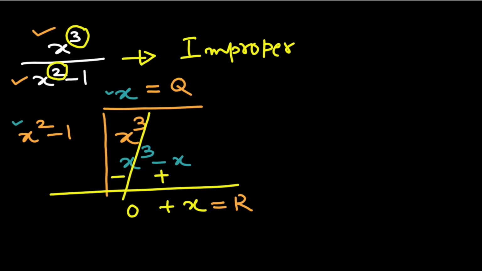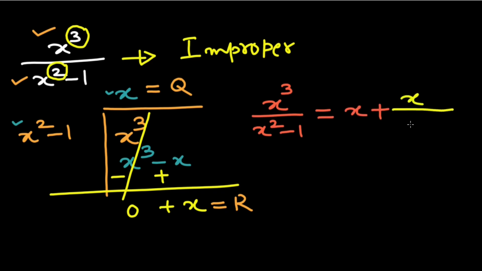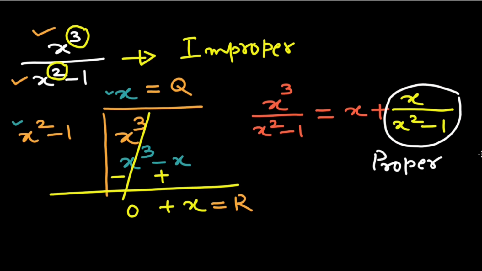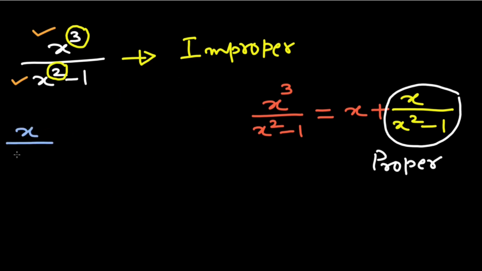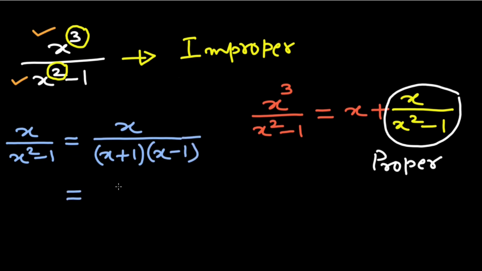Therefore, we can write this improper fraction as x plus remainder x upon the divisor x square minus 1. This is a proper fraction which we can easily resolve into partial fractions by usual methods. Now, x upon x square minus 1 can be factorized as x plus 1 multiplied by x minus 1. So we write this as a by x plus 1 plus b by x minus 1.